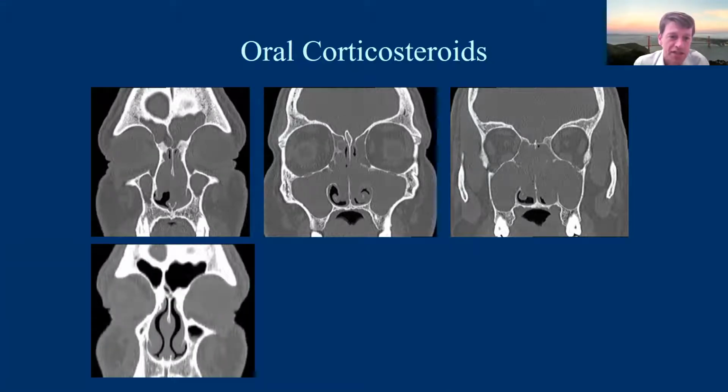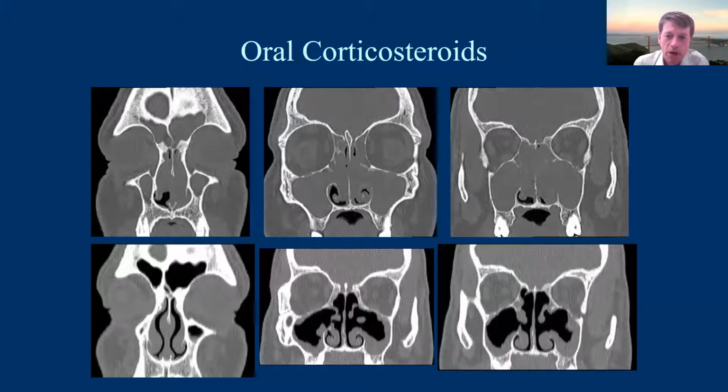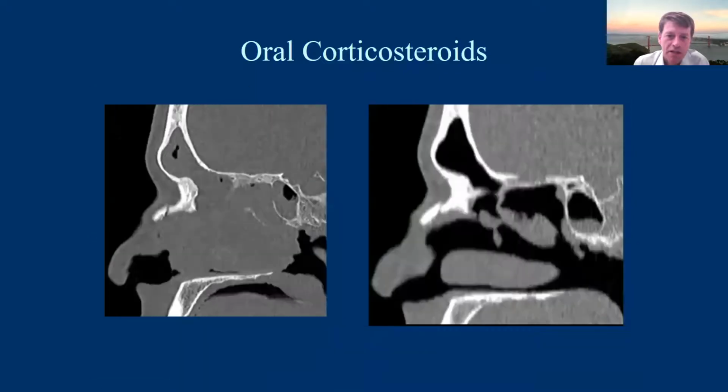And here is his CT scan afterwards. And you can see a pretty, not complete, but pretty remarkable improvement with oral corticosteroids alone. And when we look at his sagittal view, I think that if most people were putting up a pre and post-operative CT scan, they would be patting themselves on the back for what a good surgeon they are after with these pre and post-op images. But this patient didn't have surgery at all, was just treated with oral corticosteroids.